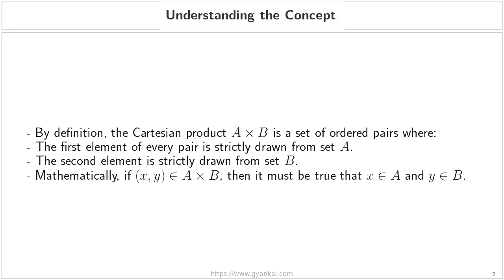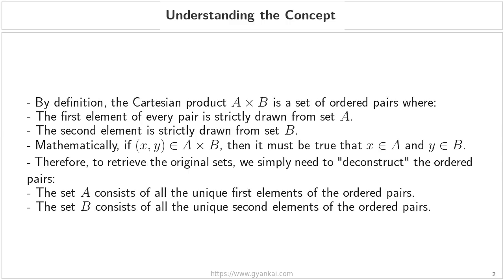To put this into a more formal mathematical language, if we say that the ordered pair (x, y) is an element of A cross B, then it must be true that x is an element of A, and y is an element of B. This mathematical rule is the foundation of our entire process.